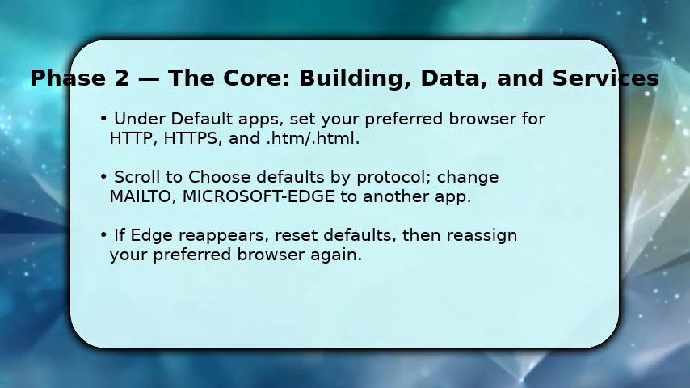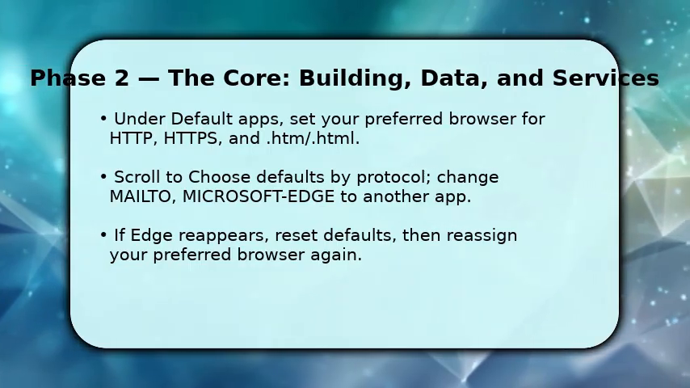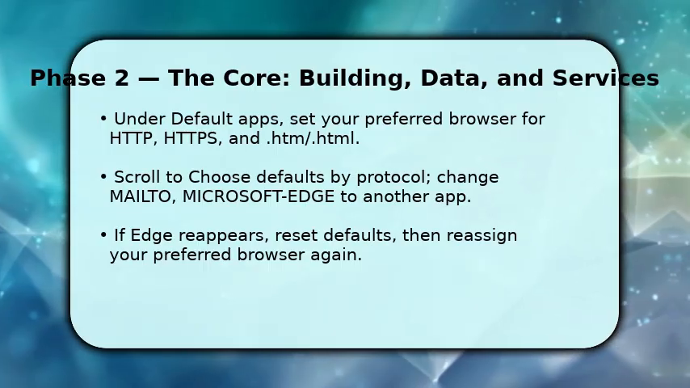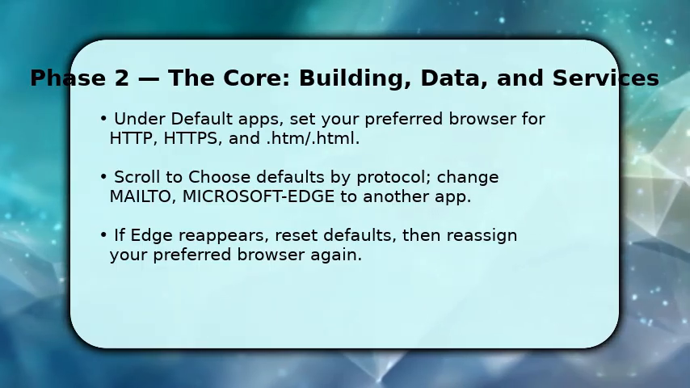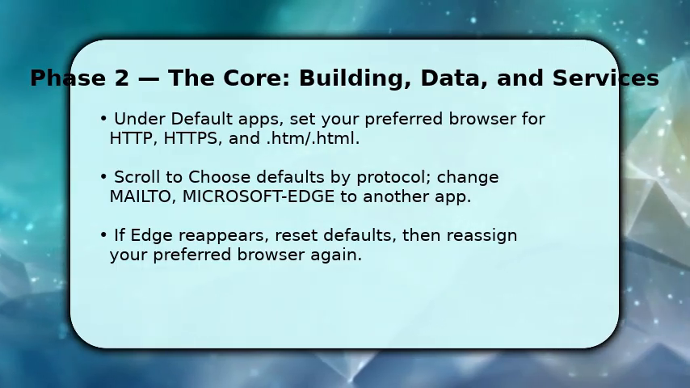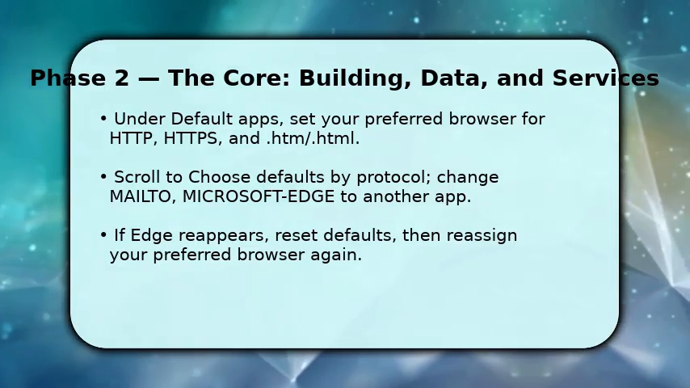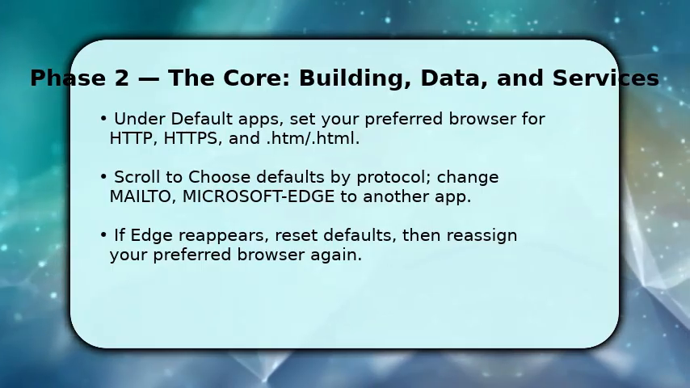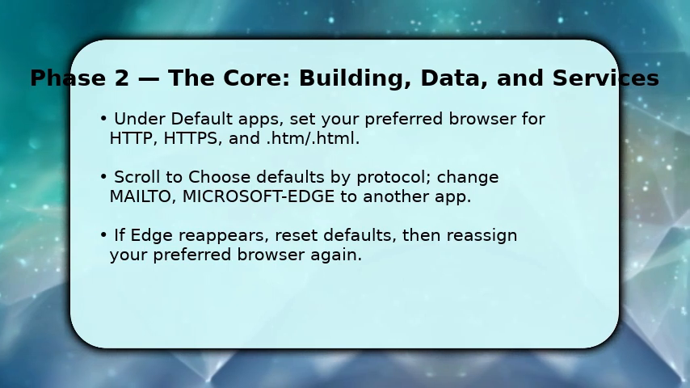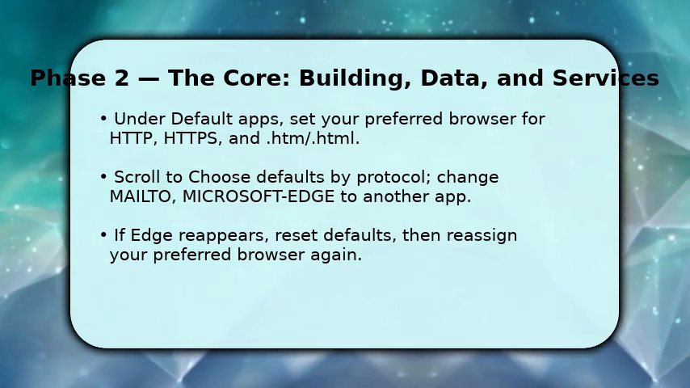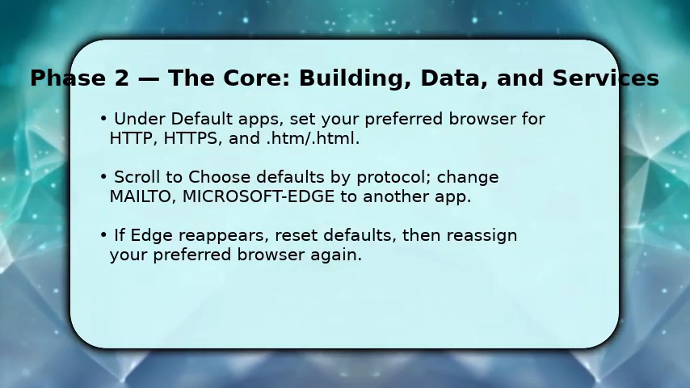Now change the defaults. Under Default Apps, click your preferred browser and assign it to HTTP, HTTPS, HTML, and HTML file types so links open elsewhere. Next, choose Defaults by protocol and locate Microsoft Edge and Mailto. Reassign these to another browser or supported app when possible. If the system forces Edge back, use the Reset button to clear defaults, then immediately reassign your chosen browser. These steps handle the main pathways Windows uses to auto-launch Edge for links and protocols.